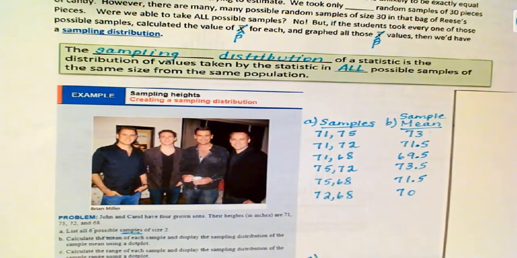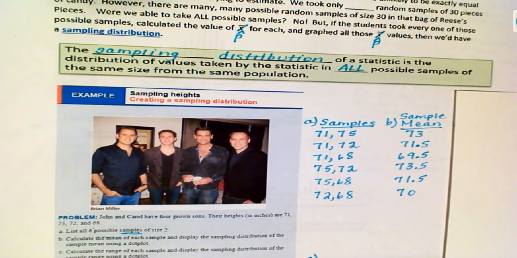So the sample mean of the first one would be 73. The next one, if I find the mean of those, it's 71.5. The next one has a mean of 69.5. The next sample has a mean of 73.5. The next one has a mean of 71.5. And the last one has a mean of 70.